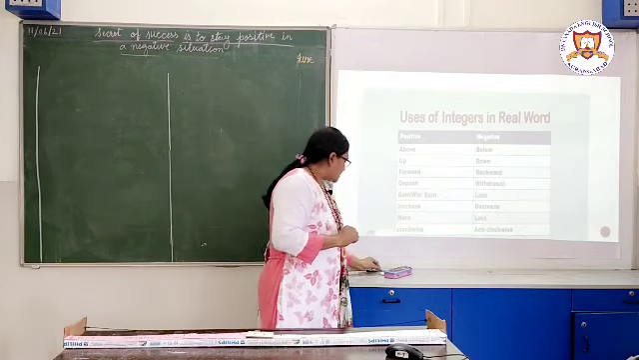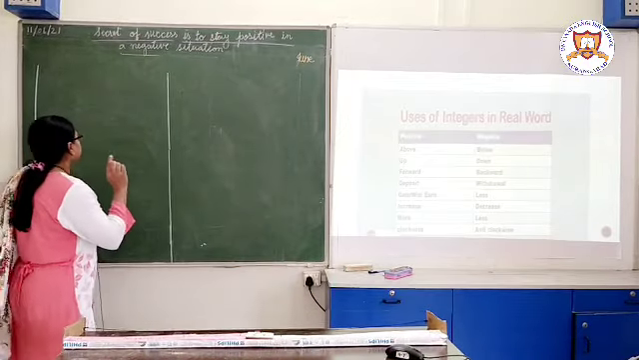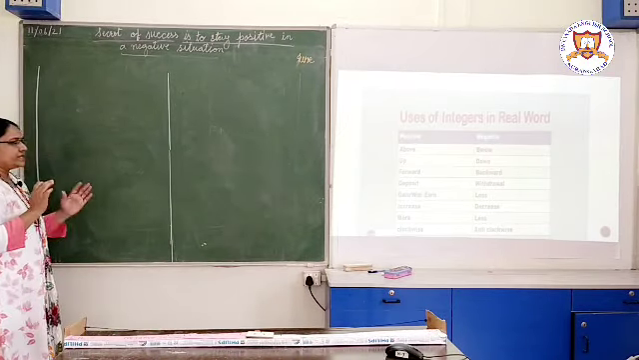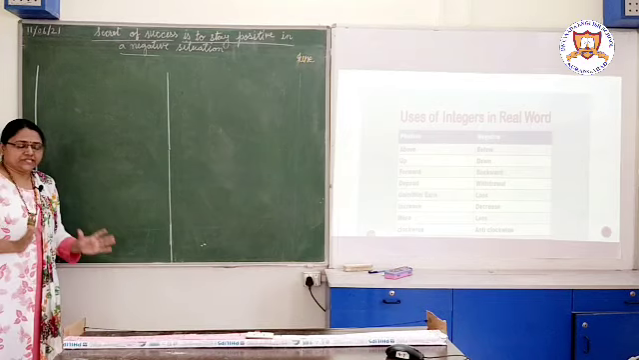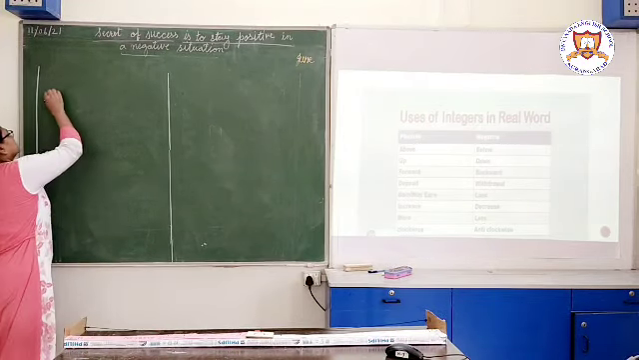Now, first, what is meant by a number line? How do we represent these integers on a number line? Let us see the number line.